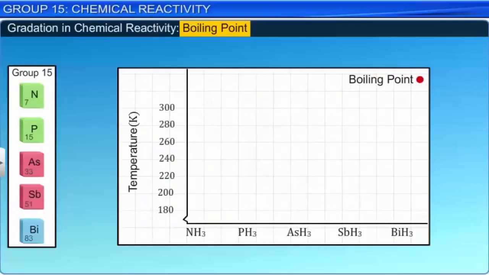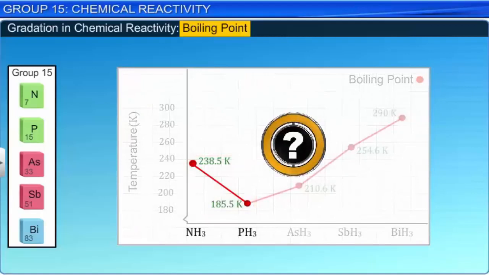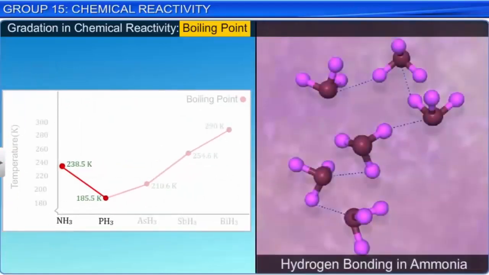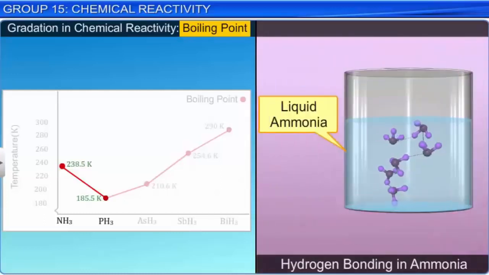As you can see from the graph, the boiling point of hydrides decreases from ammonia to phosphine and then increases from phosphine to bismuthine. Note that there is a sharp decrease in the boiling point as we move from ammonia to phosphine. How do you account for this? It is because of the presence of intermolecular hydrogen bonding in case of ammonia. In other words, as ammonia molecules are associated through hydrogen bonding in liquid state, it has a higher boiling point than phosphine.